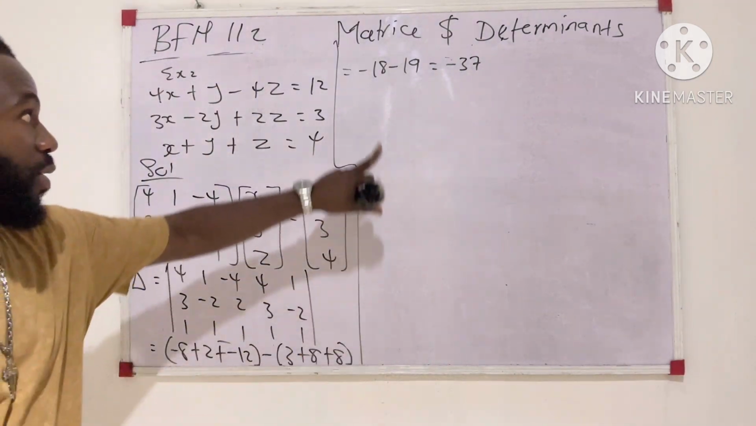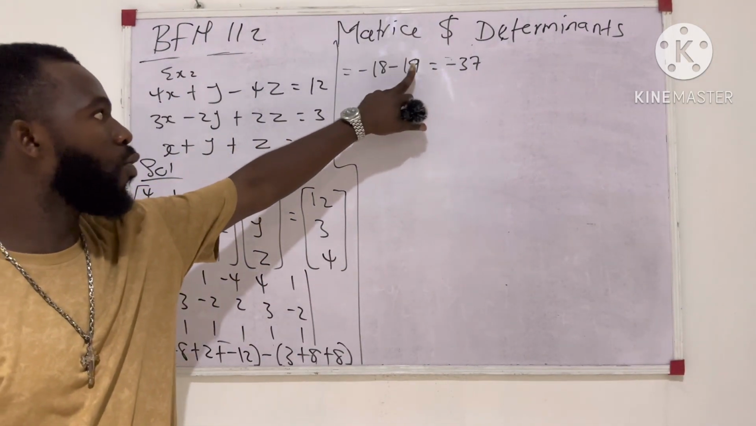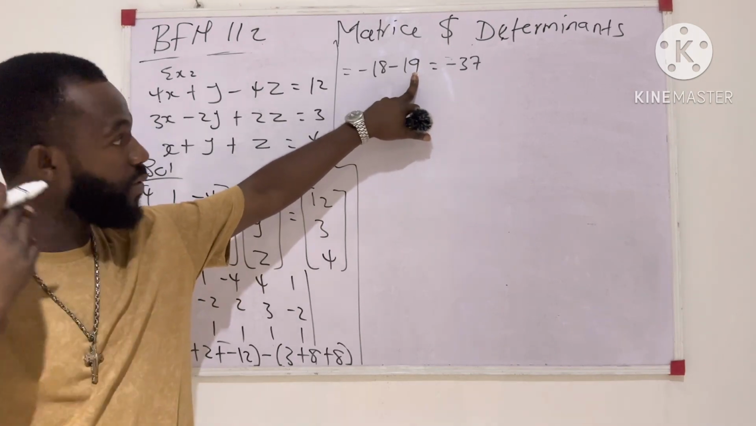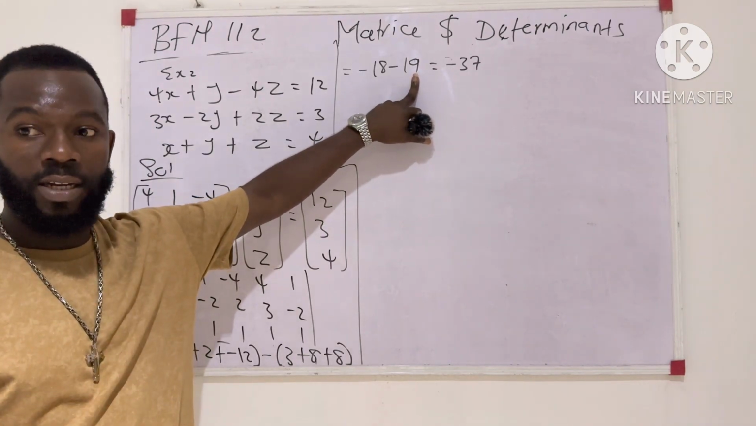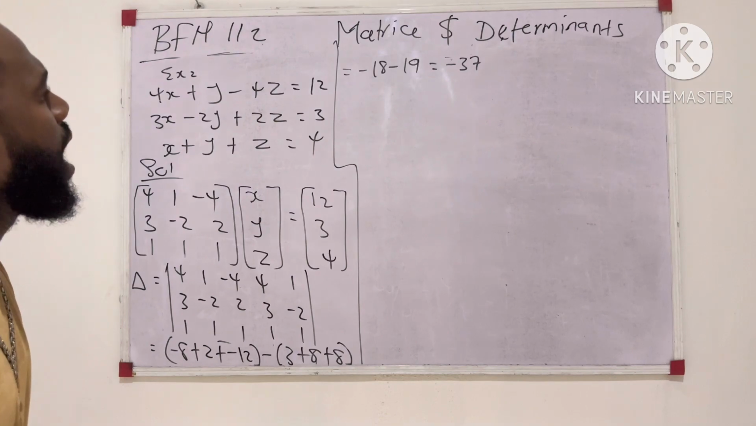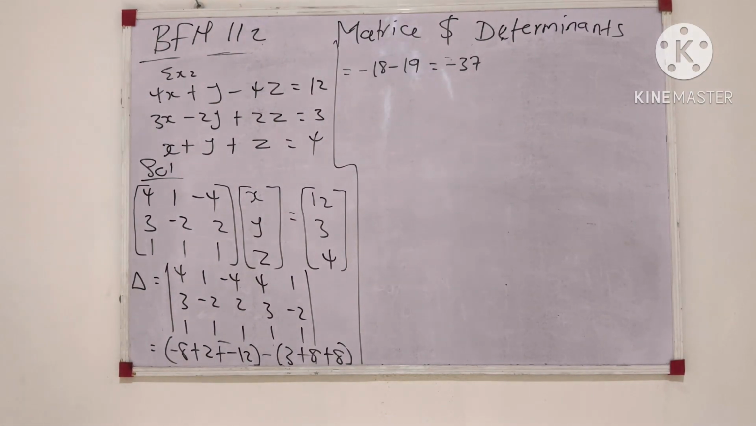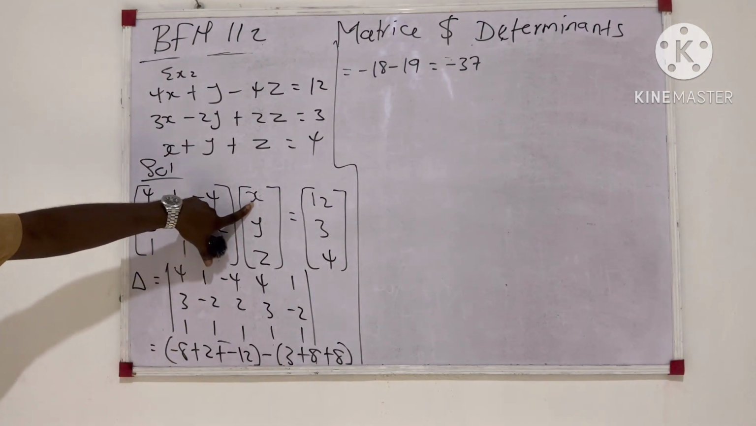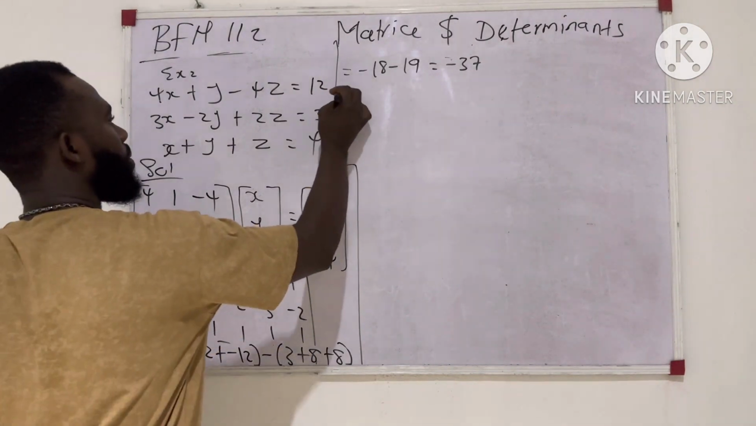Why is it minus 37? Because here means you owe 18 and you owe 19. So how much do you owe? 37. So what sign shows that you are owing? The minus sign. All right. Now we are done with change. So what are we going to look for now? Change in x.